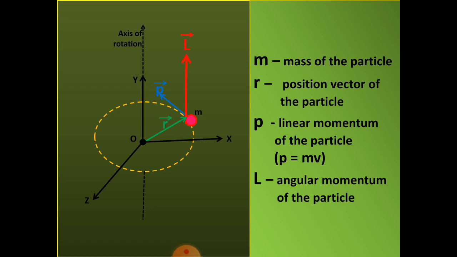If you have an object of mass m moving with velocity v, we know that this body has momentum called linear momentum. This linear momentum is directly proportional to mass and velocity. The symbol for linear momentum is a small letter p. Therefore, p is equal to mv. Then, the angular momentum is considered as a rotational equivalent of linear momentum.